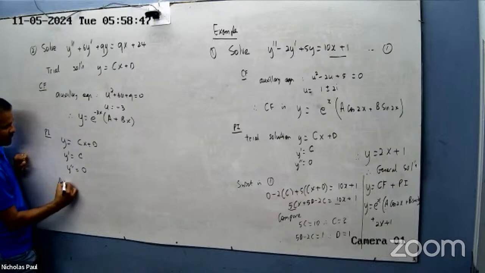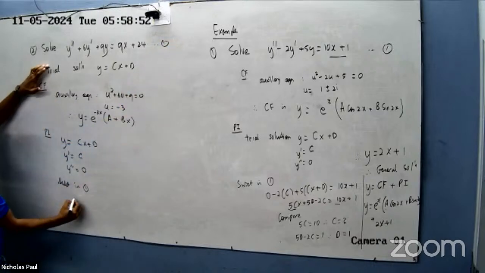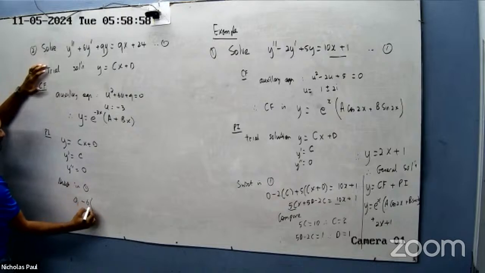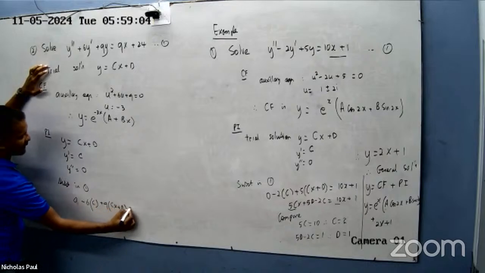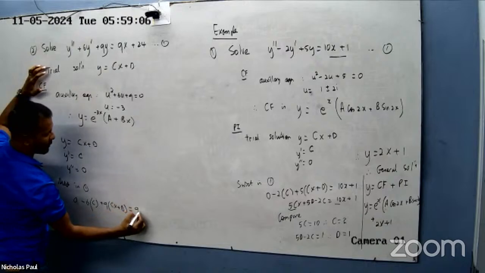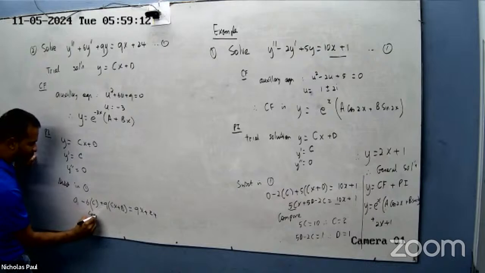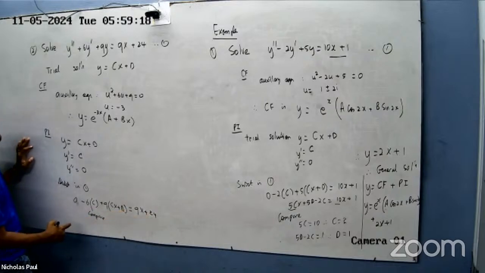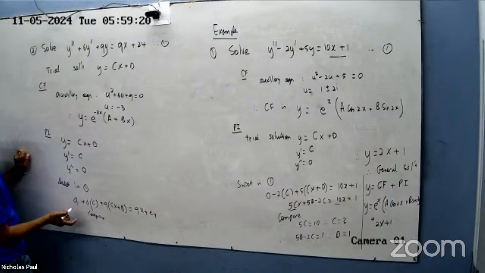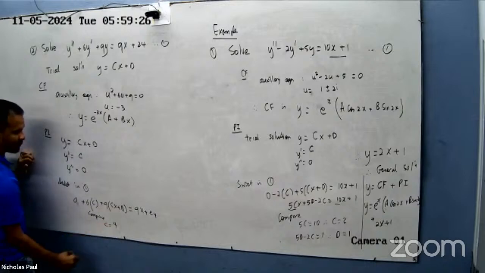So I'm going to substitute in equation 1. Of course, this is my equation 1. So I'll get 0 plus 6 times c plus 9 times (cx plus d) is equal to 9x plus 24. Right? I am going to compare both sides and I'll get minus 6c, plus 6c is equal to 24. So I'm going to get c is equal to 4.